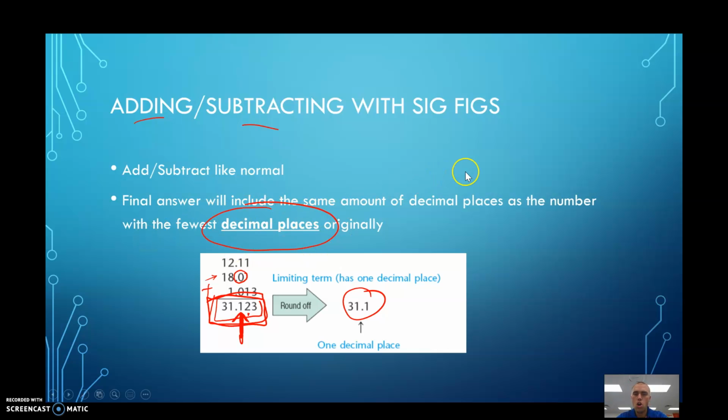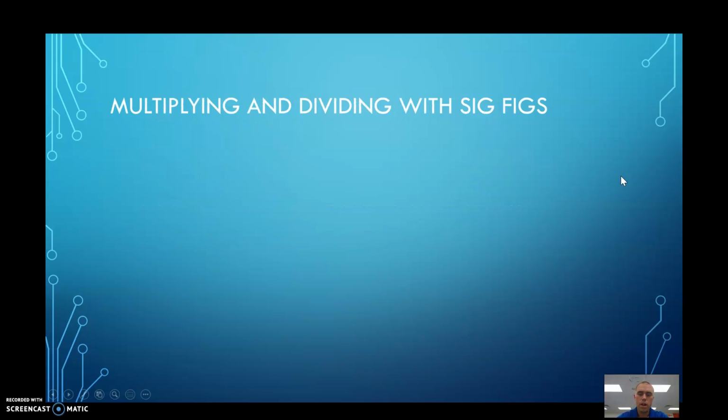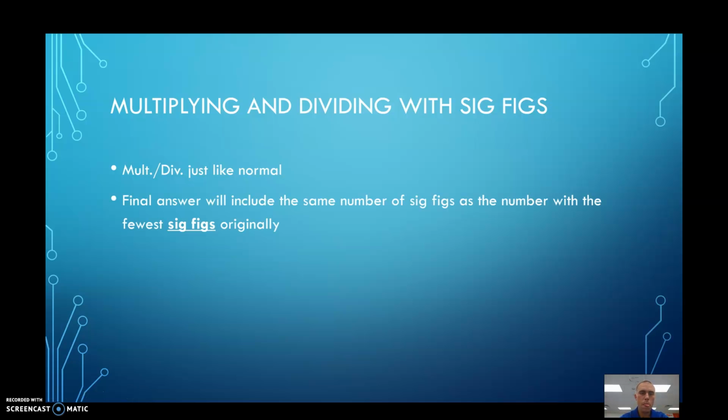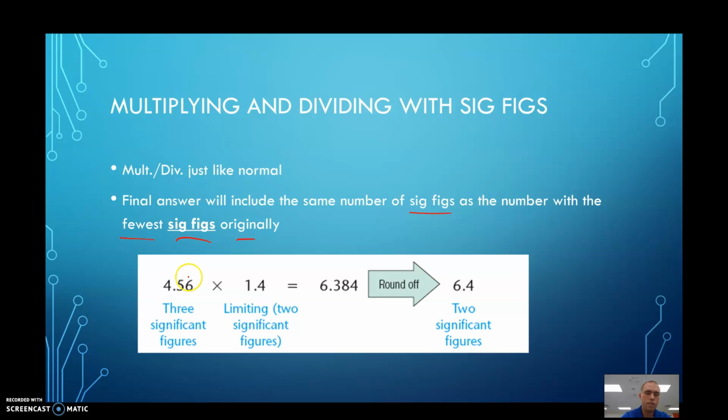When we get to multiplying and dividing, then we're looking at sig figs. Again, you're going to multiply and divide just like normal. You're going to take your final answer and make it contain the same number of sig figs as the number with the fewest sig figs originally. Let's look at an example. We have 4.56 times 1.4. You do this in the calculator and this is the number that you get.